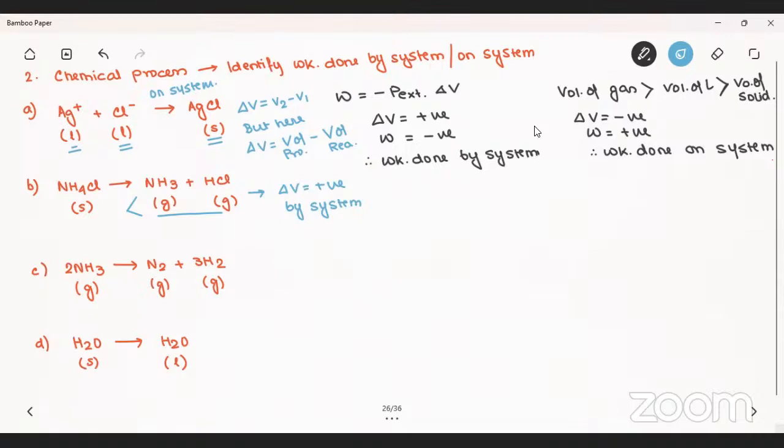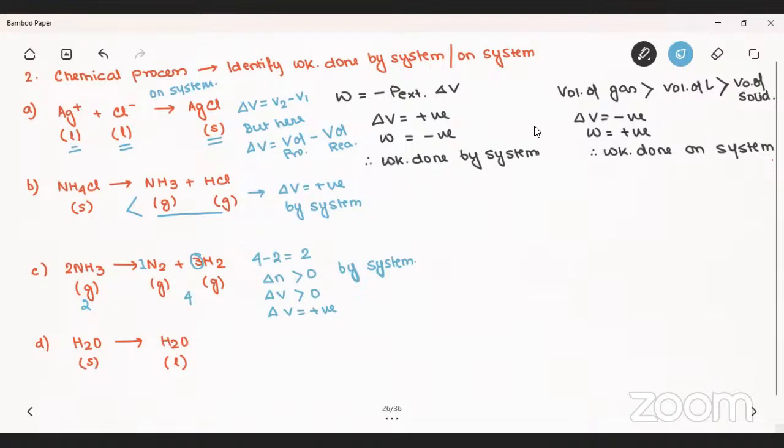Okay. So if all are gases, then how to calculate? Here all are gases. For this, how many moles are here? Here it is 1 mole, here it is 3 mole. So it is 4. Here it is 2. 4 minus 2 is 2. So delta N is greater than 0. If delta N is greater than 0, remember, then delta V will also be greater than 0. That means delta V is positive, and positive means work done by system. So this will be work done by system. Okay. Clear?